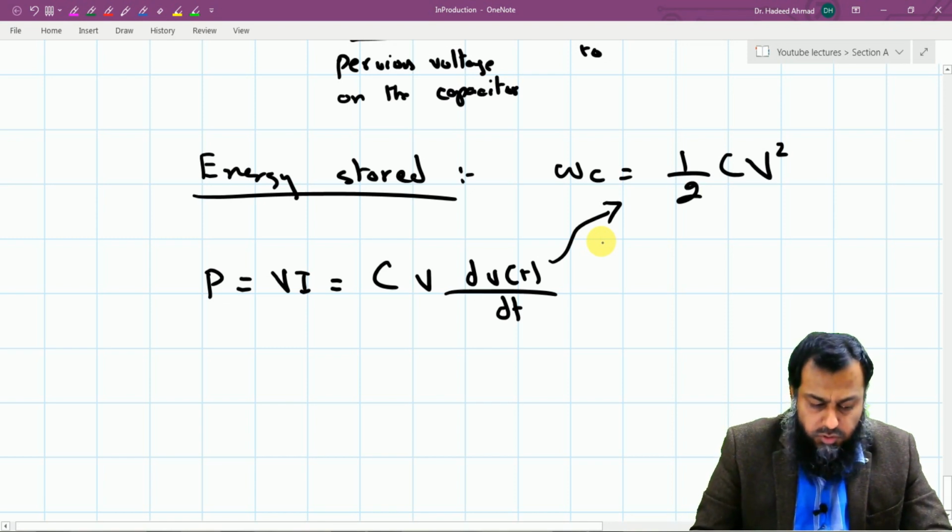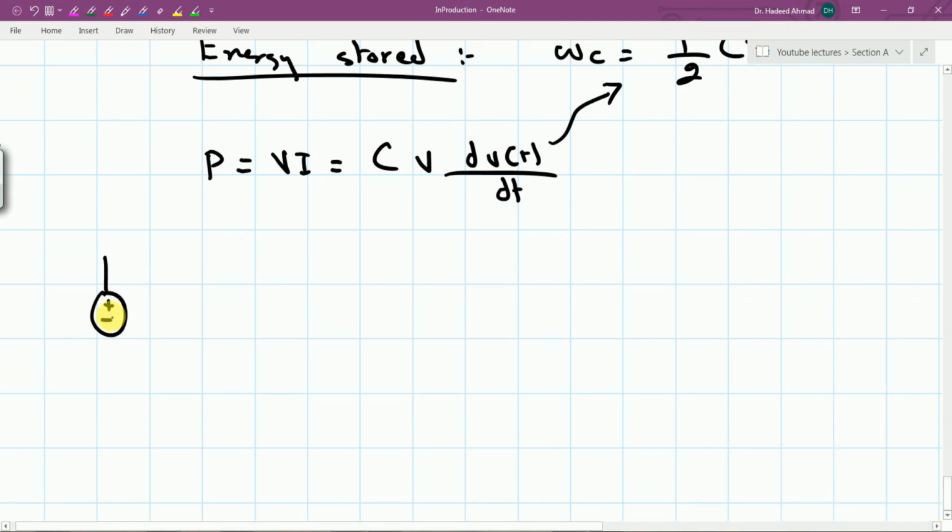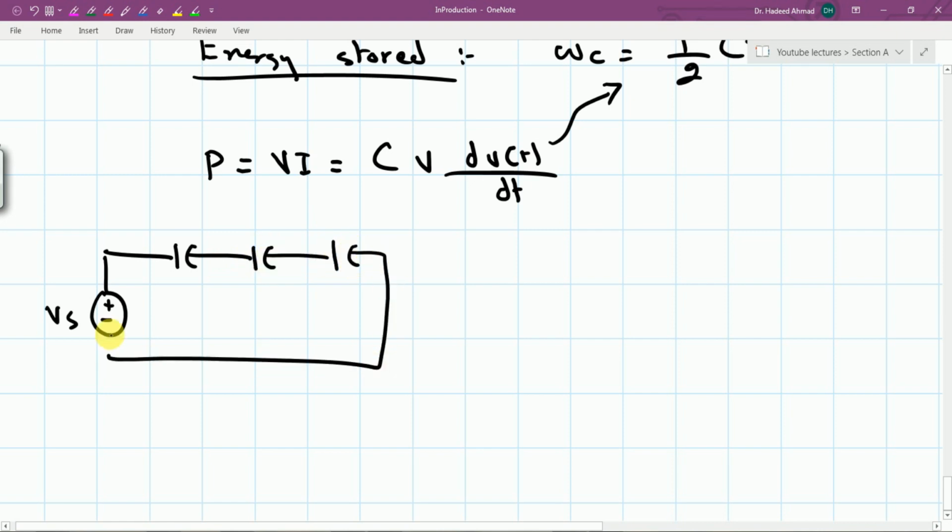This energy is actually stored in the electric field. Now if we have some capacitors connected in series, we have this capacitor 1, this is capacitor number 2, and this is capacitor number 3. Let us say this is C1, this is C2, and this is C3. Here we have plus-minus VC1, VC2, and VC3.